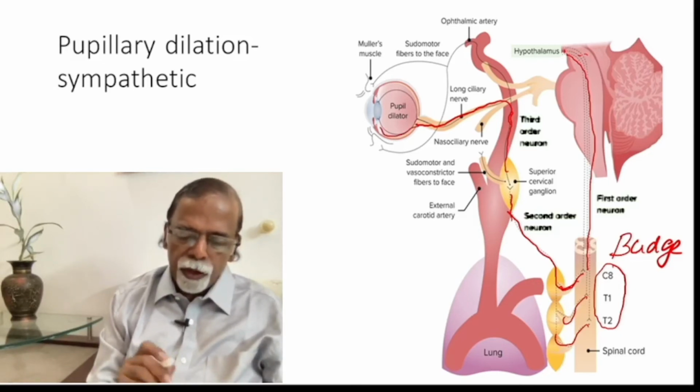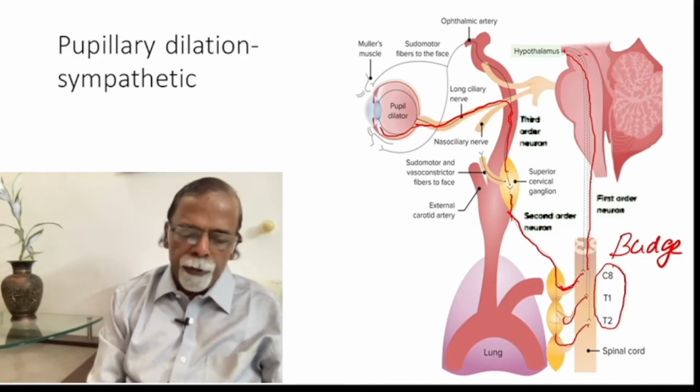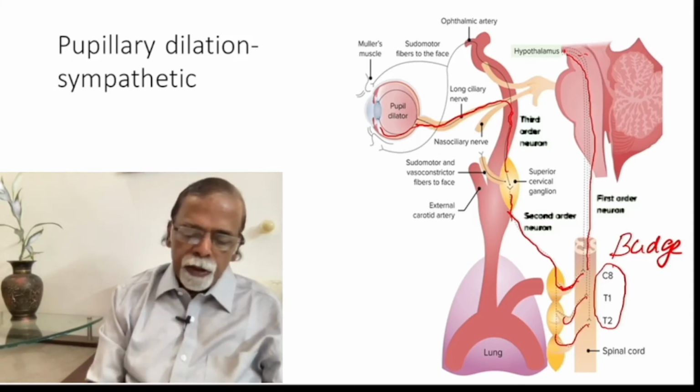So, there are three order neurons. First order is from the hypothalamus to the ciliospinal center of Budge. Second order is from the ciliospinal center to the superior cervical ganglion, and the third order is from there to the eye. This is important when you talk about Horner syndrome, that is disorders of the sympathetic system.